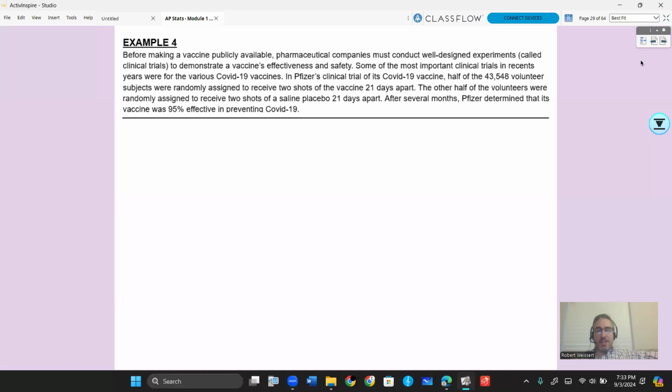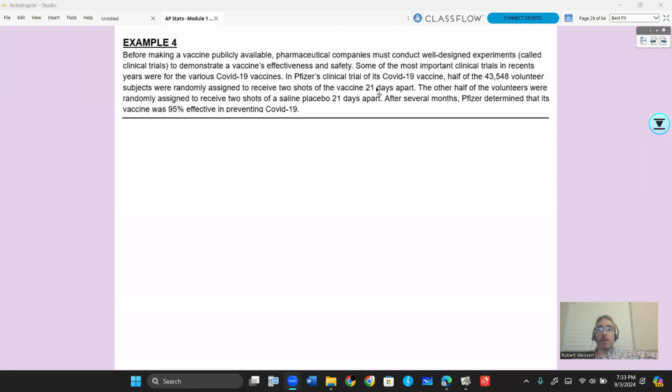All right, here's a COVID-19 example. This is some recent stuff. Before making a vaccine publicly available, pharmaceutical companies must conduct well-designed experiments called clinical trials to demonstrate a vaccine's effectiveness and safety. Some of the most important clinical trials in recent years were the various COVID-19 vaccines.